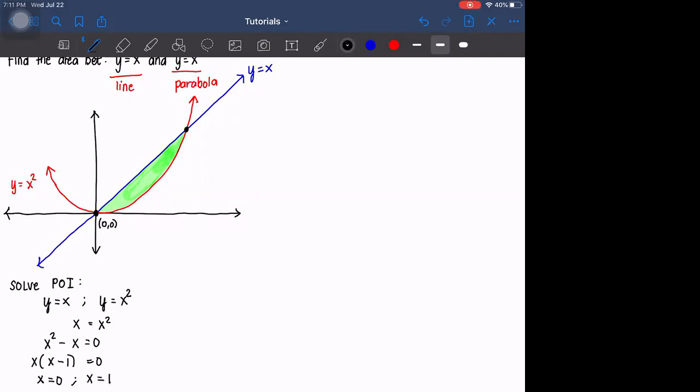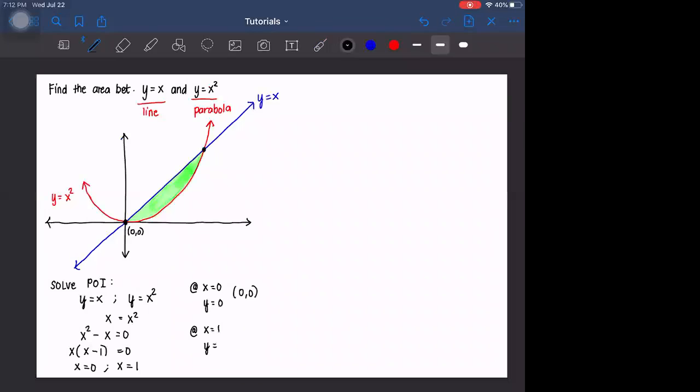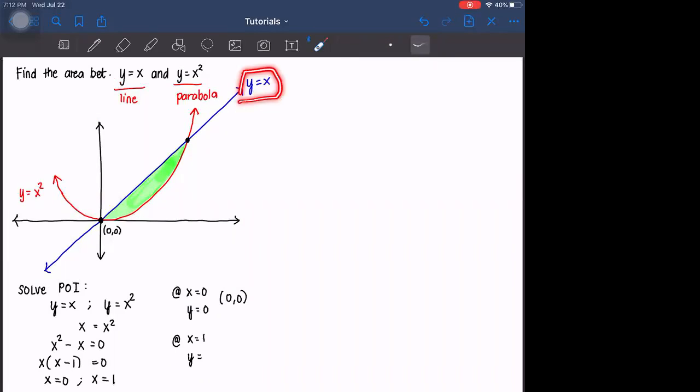At x equals 0, substitute the value of x into either of the two equations. You can choose the equation for the line or the equation of the parabola. You will get the same answer. So at x equals 0, y equals 0, giving 0, 0 as one point of intersection. For the other value, at x equals 1, y is 1 in either equation. So this point of intersection is 1, 1.